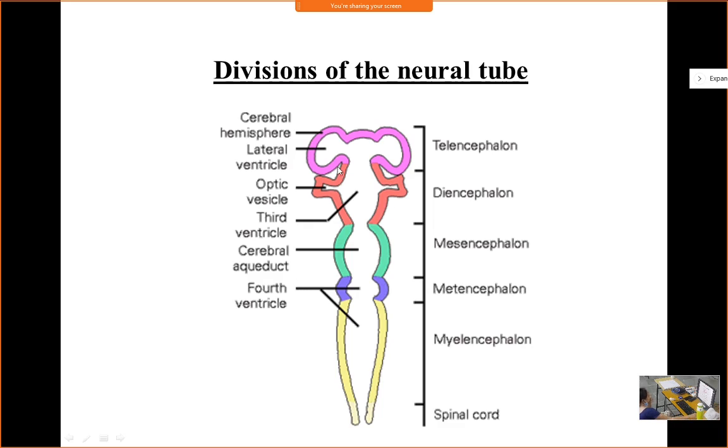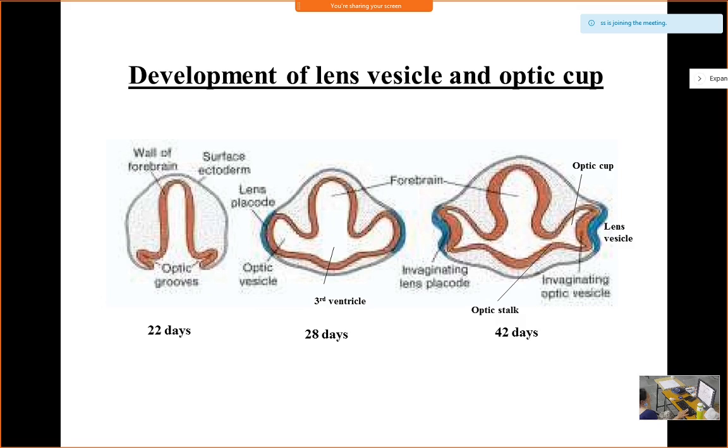Okay, now from the diencephalon, that red area, the two optic vesicles are developed from the neuroectoderm, and they go towards the surface ectoderm. Here these are the optic vesicles from the diencephalon, going towards the surface ectoderm. As they touch the surface ectoderm, the surface ectoderm becomes thickened and forms the lens placode. And this optic vesicle, that is the neuroectoderm, and the surface ectoderm will induce each other.